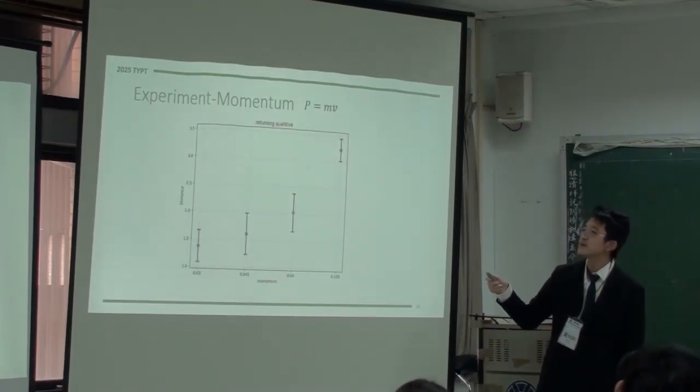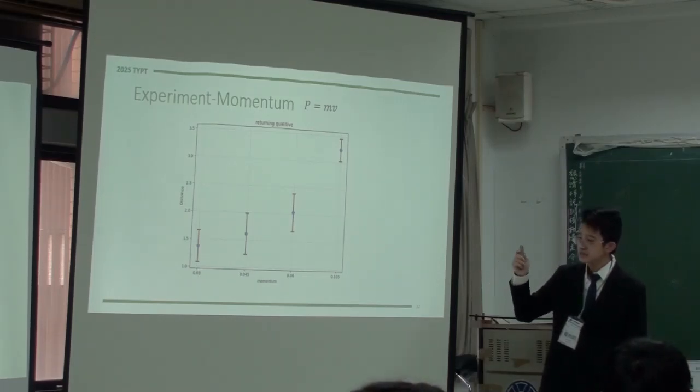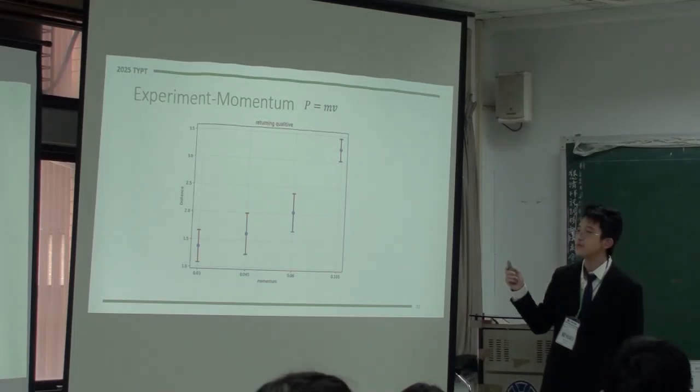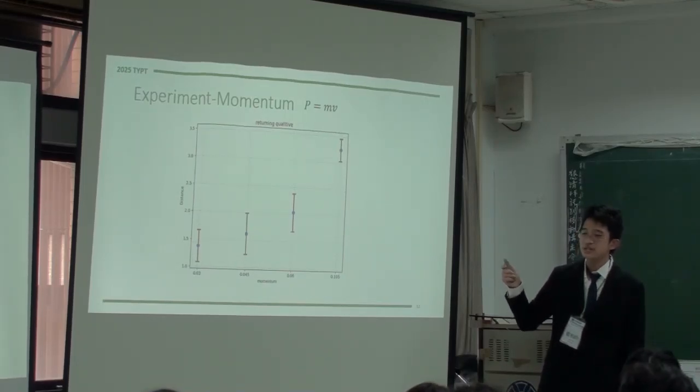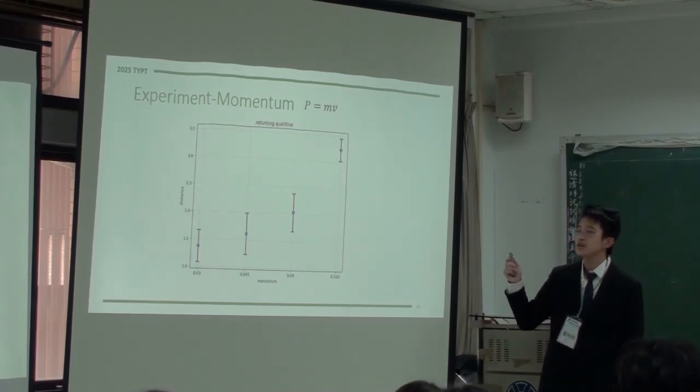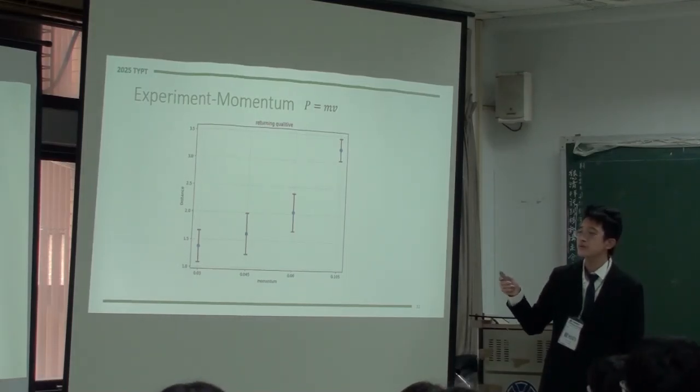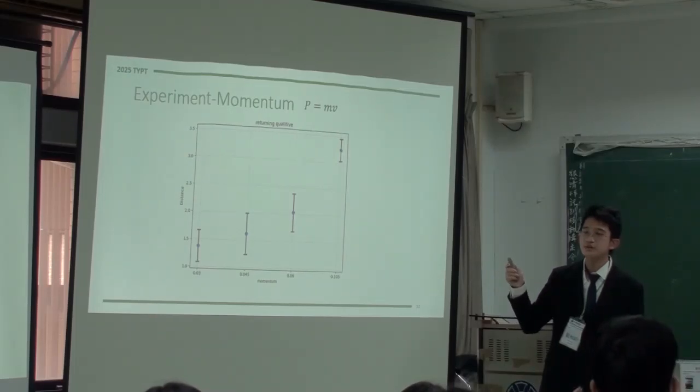In this chart, we use momentum. I compare the different momentum, and we can find out the more momentum we give to the boomerang, the more distant it is, and the more distant stands for the worse returning quality. I think it is because when we give the boomerang more momentum, the length of the track will be longer.